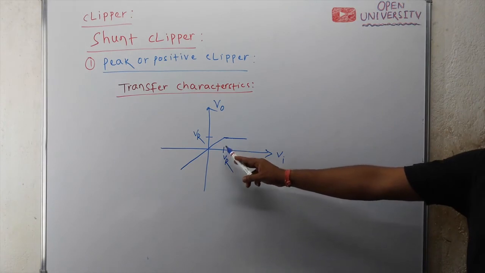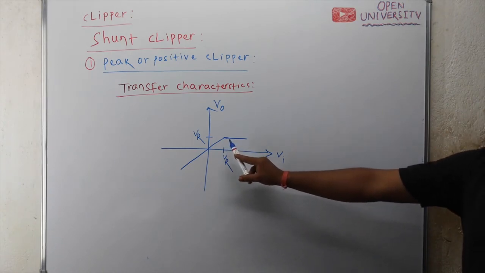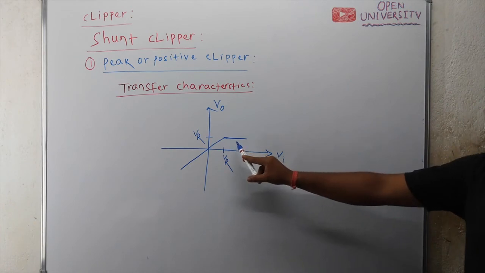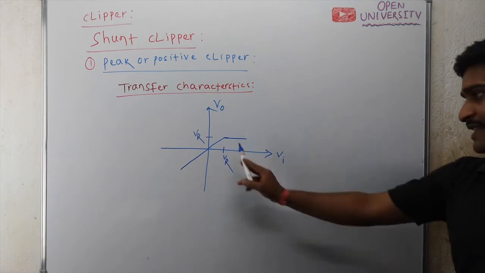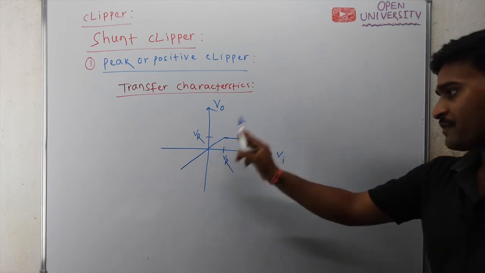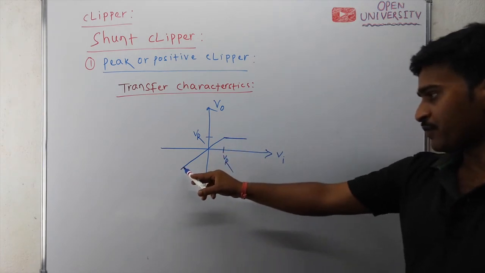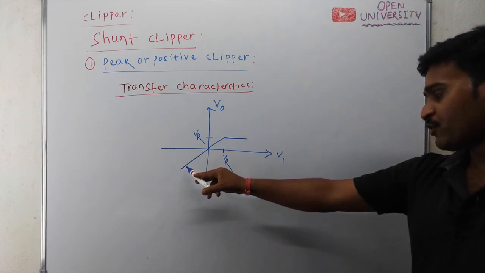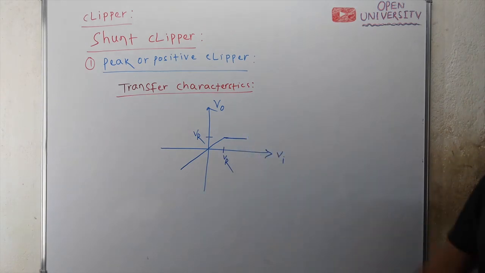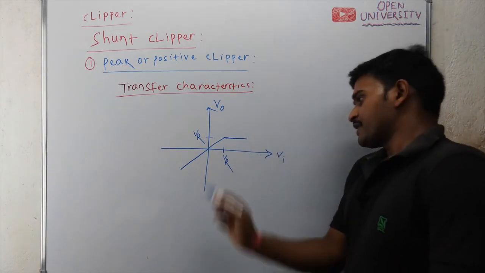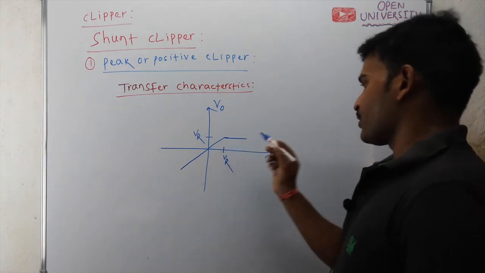When input voltage is greater than VR, output voltage of your positive clipper or peak clipper is VR, and when input voltage is less than VR, V naught was Vi. So how can I plot the curve of V naught equal to Vi? Like a straight line. This is the case when VR is positive.